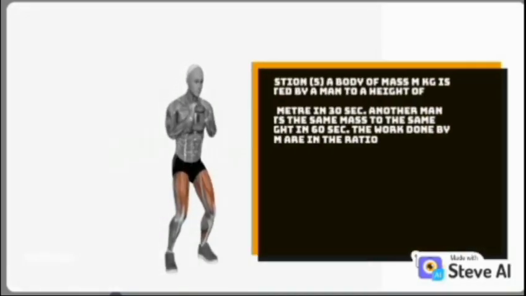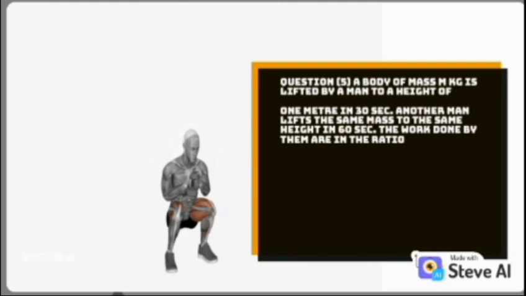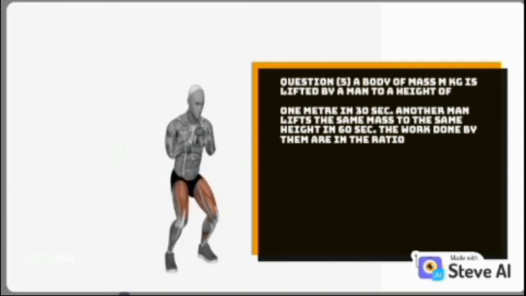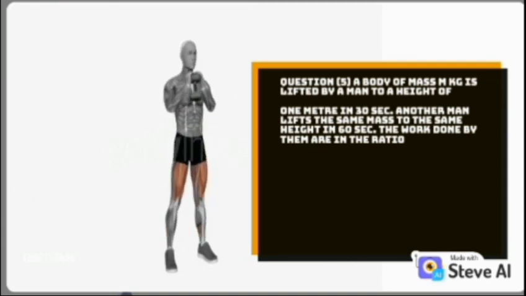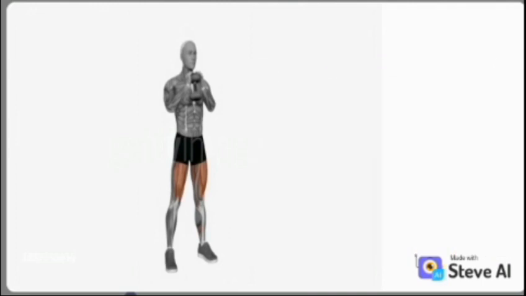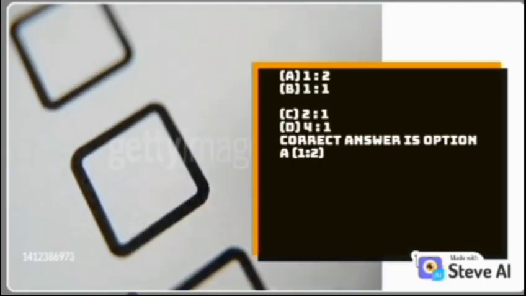Question 5. A body of mass m kg is lifted by a man to a height of 1 meter in 30 seconds. Another man lifts the same mass to the same height in 60 seconds. The work done by them are in the ratio: A. 1:2. B. 1:1. C. 2:1. D. 4:1. Correct answer is option B, 1:1.